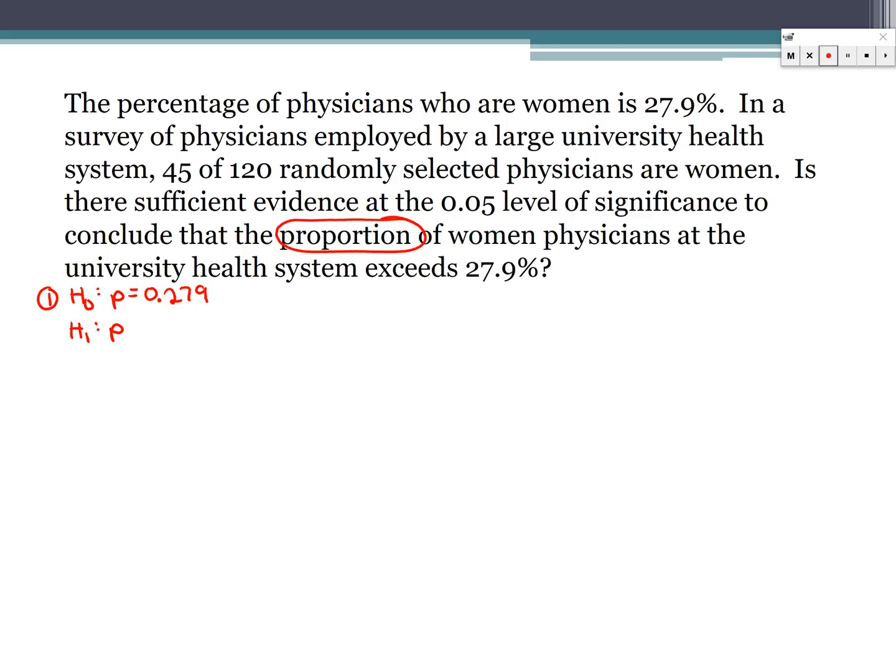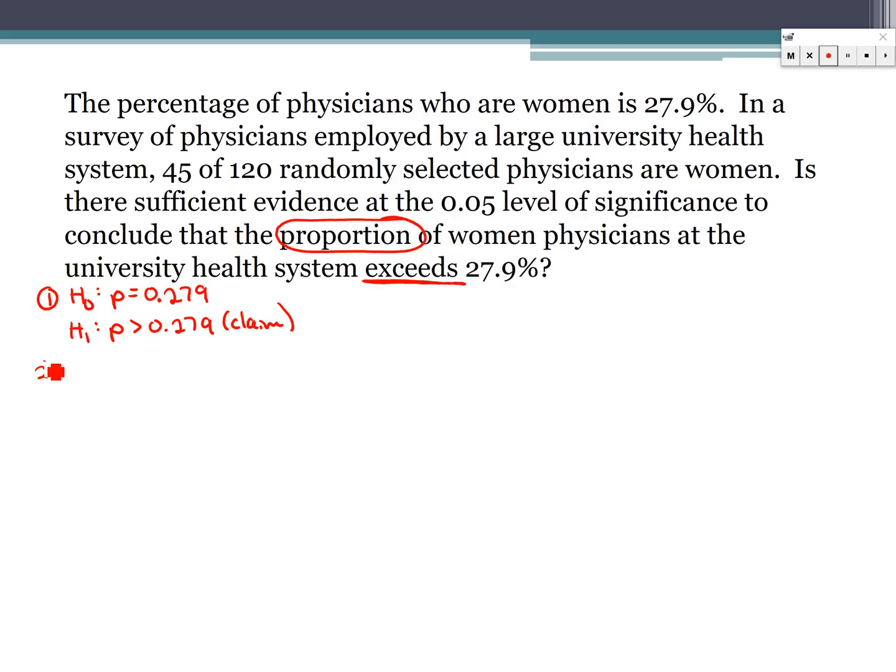What are we interested in? We're looking at whether the number of women physicians exceeds that 27.9%. So if it's going to exceed it, we want to be greater than it. And since this researcher is interested in the exceed part, that's what they're trying to show, that alternative hypothesis is our claim. So very similar to the hypothesis testing we've done with the means, we have a different symbol now.